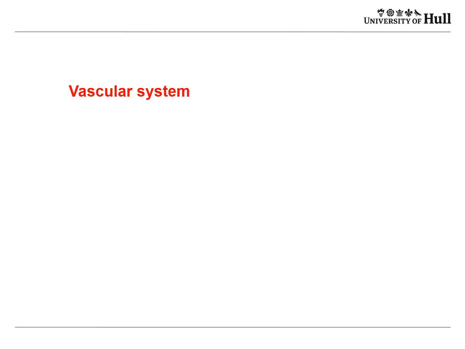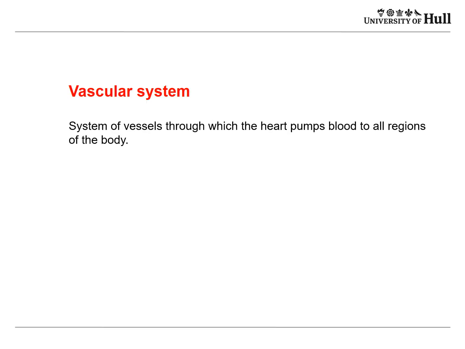So let's leave the heart there and look at the rest of the system. It's called the cardiovascular system, cardio for heart, vascular for the vascular system. And the vascular system is composed of vessels through which the heart pumps blood to all regions of the body, and it's comprised of arteries and veins and capillaries.